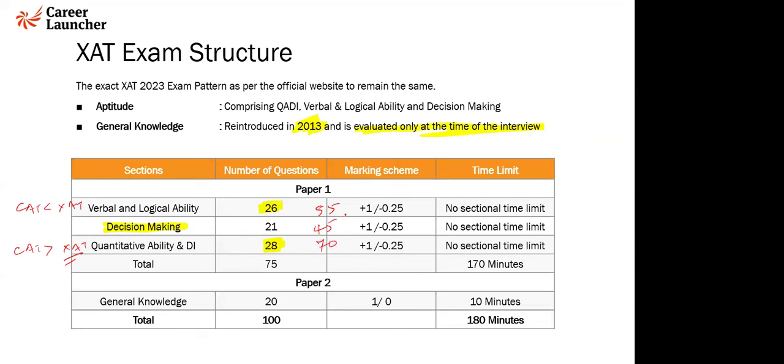Okay. And that's a broad segregation of time you could look at. You can obviously modify it here and there, and make sure that you are not rushing through verbal and logical ability, and make sure you're not spending excessive time in decision making. Well, decision making is something where you can spend an endless amount of time.